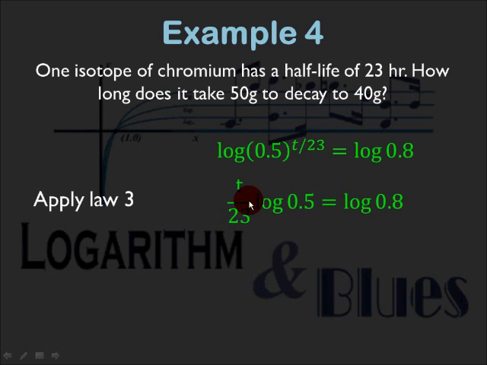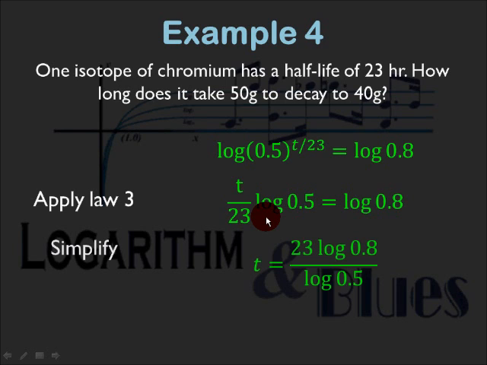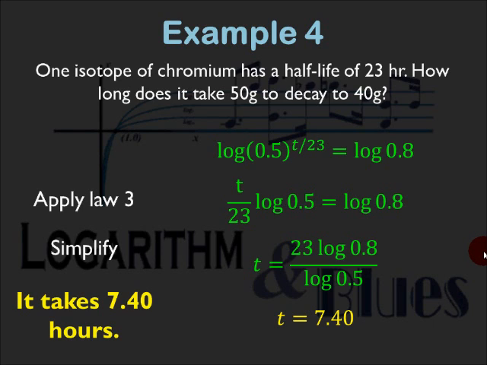Now you simplify and solve for T. So you're going to multiply both sides by 23, divide both sides by log of 0.5. So T equals 23 log 0.8 divided by log 0.5. Plug those into your calculator, and you see that T is 7.4. And don't forget, you need to write a solution on these problems because you need to give it some context. So it takes 7.4 hours for 50 grams of chromium to decay to 40 grams. Make sure you write a label of some sort at the end because this isn't just 7.4 by itself.